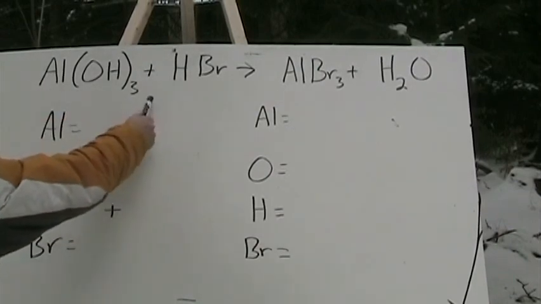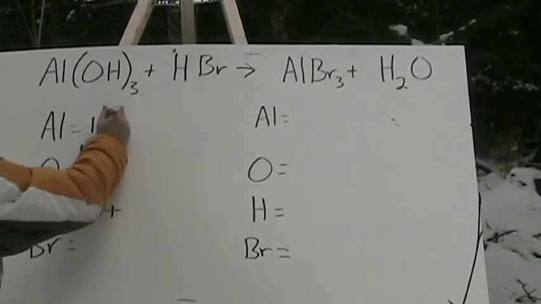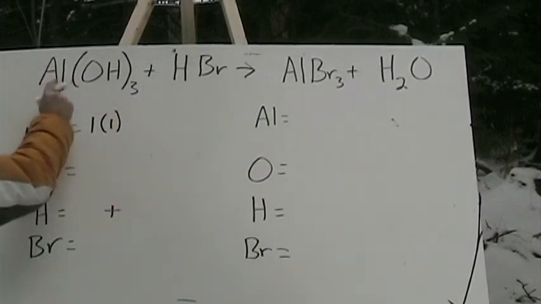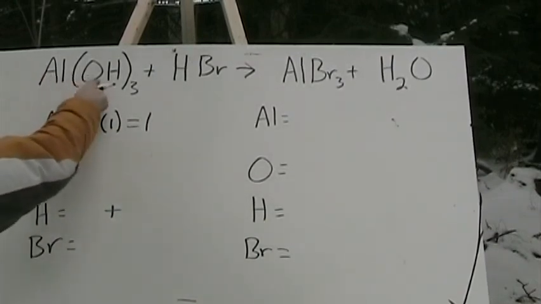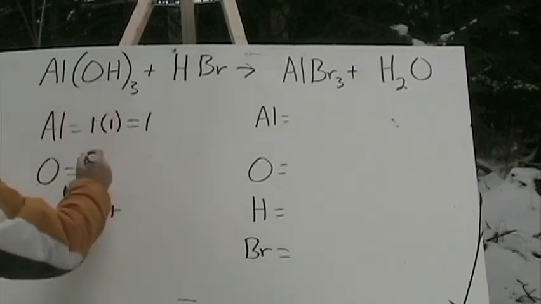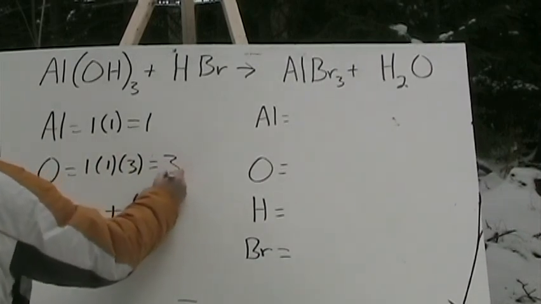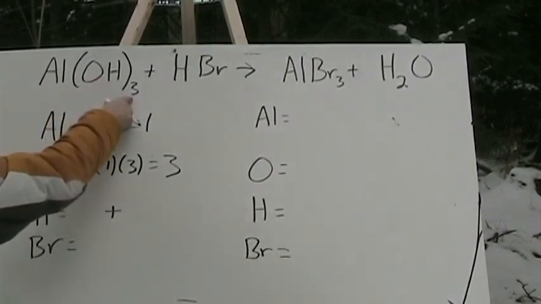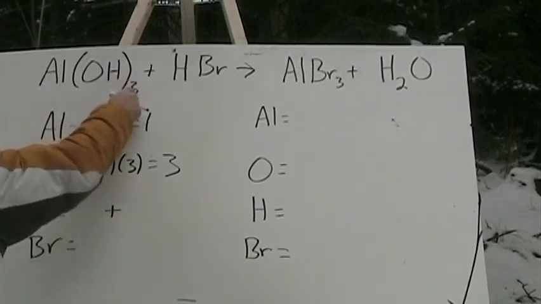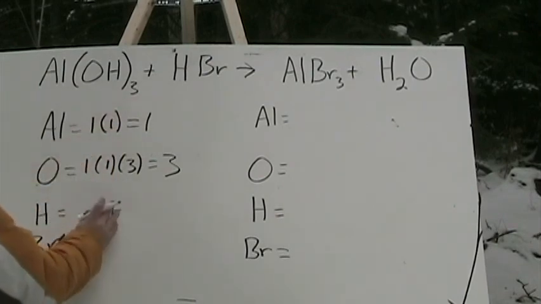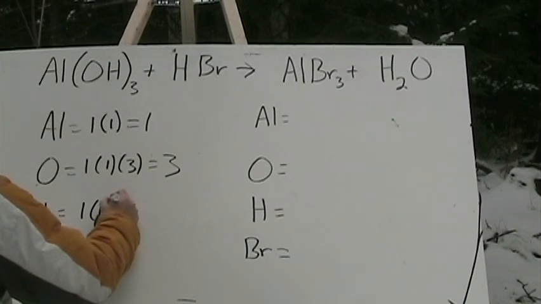You have here this chemical equation. Al is 1 times 1, so let's write that out. 1 times 1, because there's a coefficient of 1 here and a subscript of 1 here, equals 1. Oxygens is a coefficient of 1 times a subscript of 1 times the subscript of 3, a total of 3. So it's 1 times 1 times 3 equals 3. Hydrogens, coefficient of 1 up here, times 1 times 3. So I'm going to erase this part here first. 1 times 1 times 3.